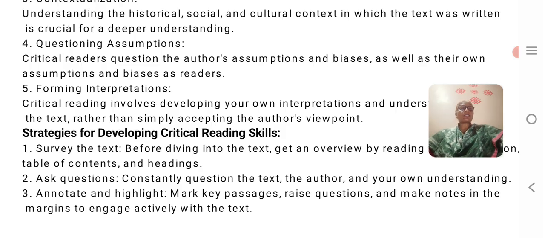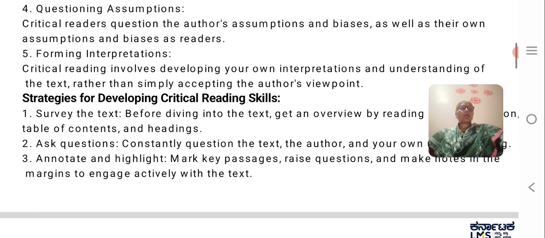Forming interpretations. After reading the text and questioning its assumptions, the reader has to come to a conclusion. He has to form his own interpretations about the understanding of the text rather than simply accepting the author's viewpoint.